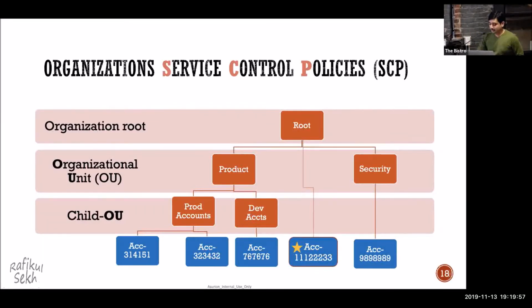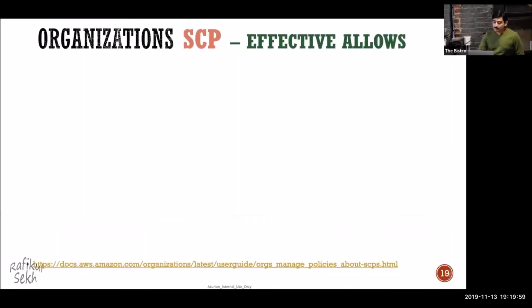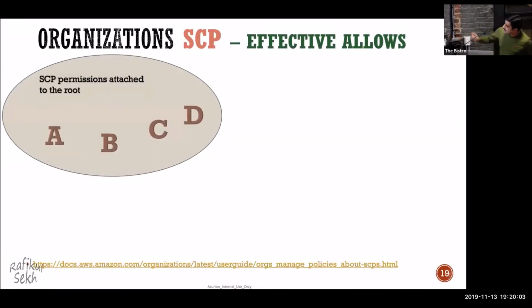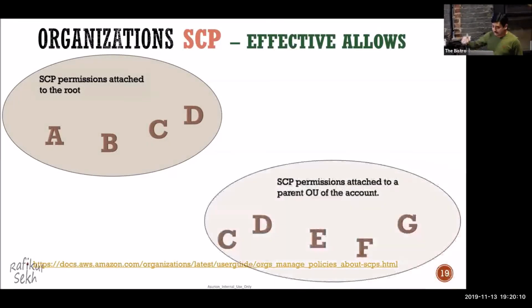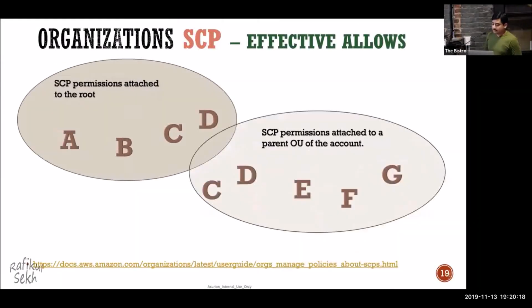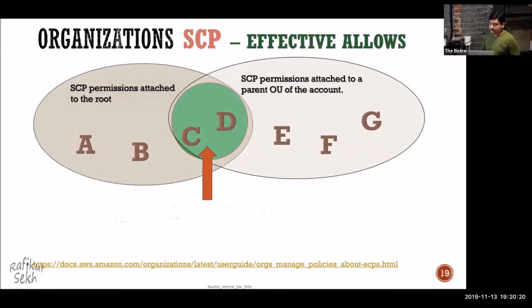Okay, let me go and show in a diagram how the effective allow works. So we have A, B, C, and D, those 4 allow policies in the root. And there is one child OU, which is a parent of my account. It has C, D, E, F, G allow. So the effective allow will be the intersection of them. So only C and D will be allowed to my account.